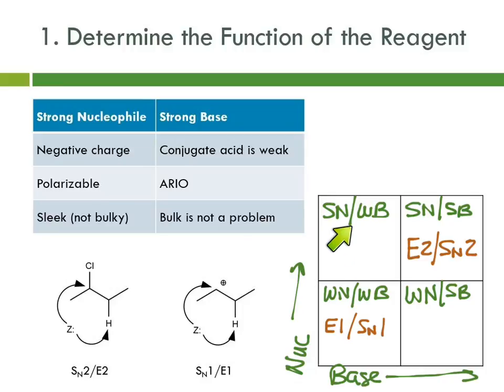Up in this corner, strong nucleophile, weak base. It's really not functioning as a base at all. It's a strong nucleophile. What do nucleophiles do? Do we get elimination or substitution? Substitution. So strong nucleophile, we're going to get substitution reactions. So we're going to get SN1 and SN2 competing here. It's a weak base, we're not going to get elimination.